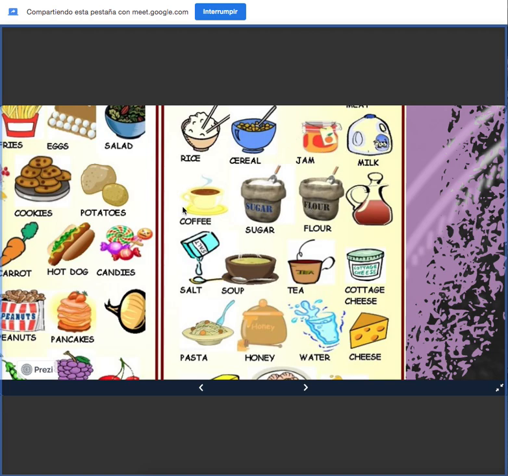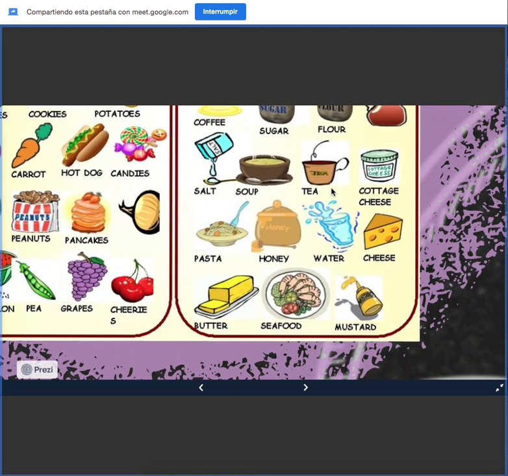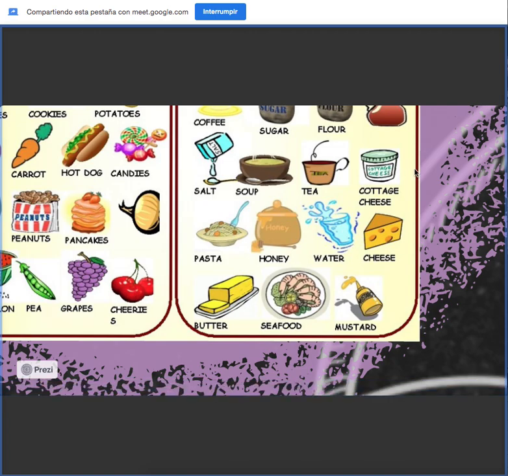Jam, milk, coffee, sugar, flour. We have salt, soup, tea, cottage cheese. In this case, the cottage cheese in Spanish is like el queso para untar, ¿lo han visto? So that kind of cheese is not countable. Pasta, honey, water. You can count the glass of water, but you can't count the water instead. Cheese, like in general, butter, seafood, and mustard. Those are just some examples, guys, of countable and uncountable nouns.